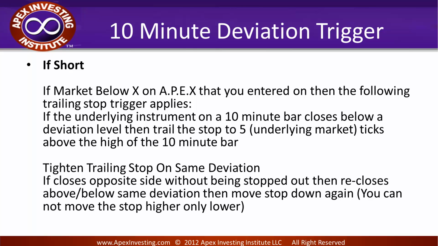The other thing is the diagnostic bars are too smooth to do this on. If you try to do this 5 ticks below every time it closes above the deviation level on a diagnostic bar, you'll get kicked out every time because they're so smooth. So I needed a bar that wasn't as friendly.